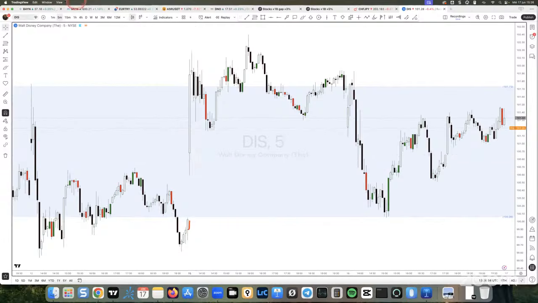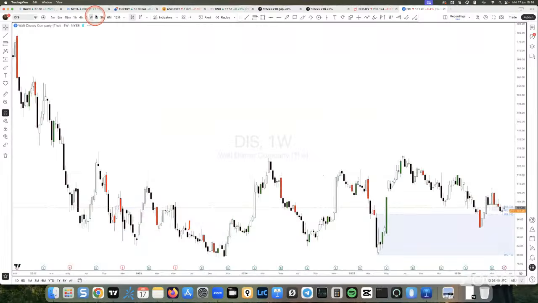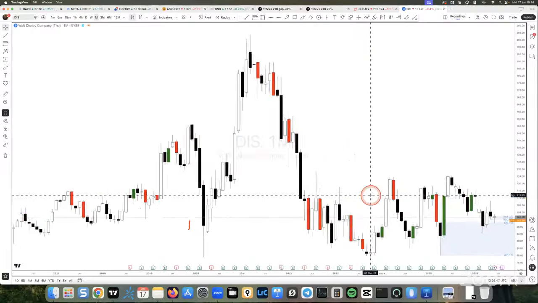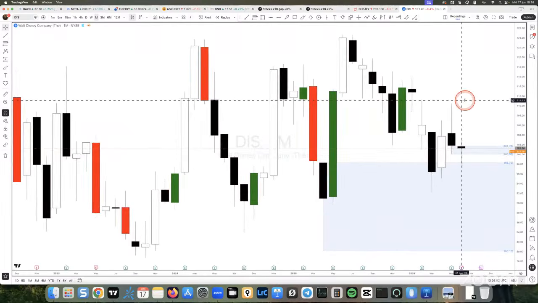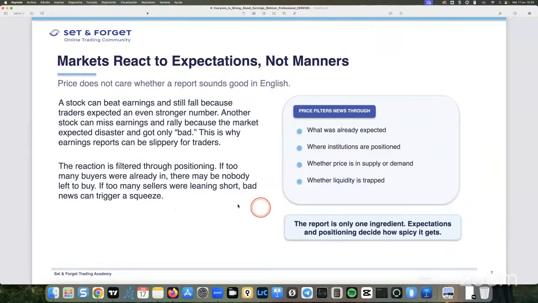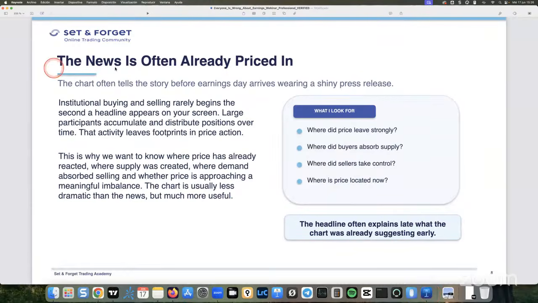So when you are trading the smaller time frames, you should respect earnings, because the volatility will blow up your account. But if you're trading the daily, weekly, monthly time frames, you don't care about that. I mean, earnings are just priced in, but in the smaller time frames, you are going to have your account blown up. The news is already priced in. I always say the same thing: the chart tells the story before earnings day arrives wearing a shiny press release.